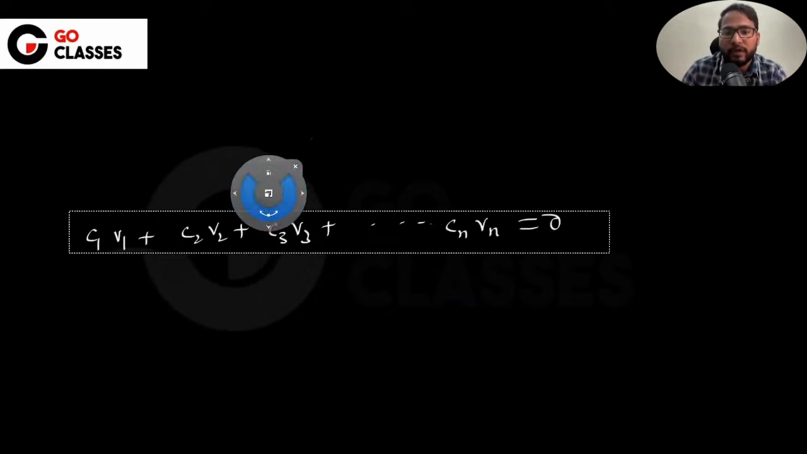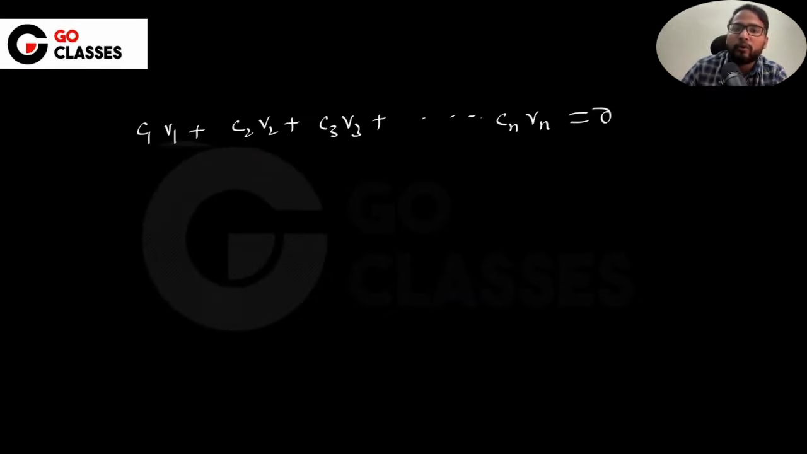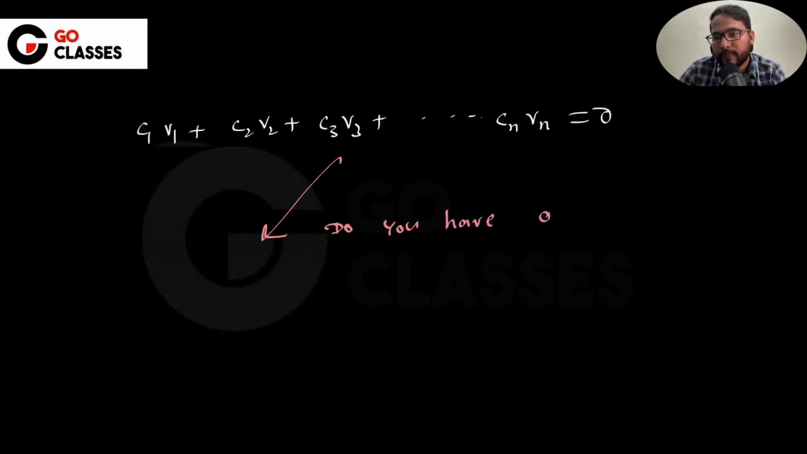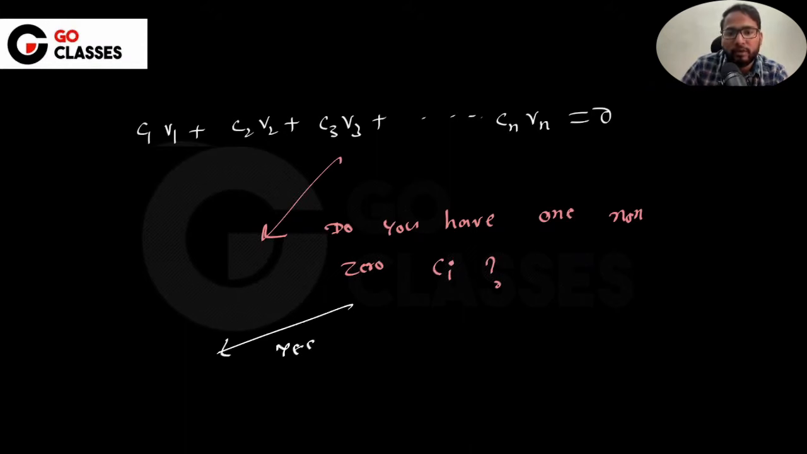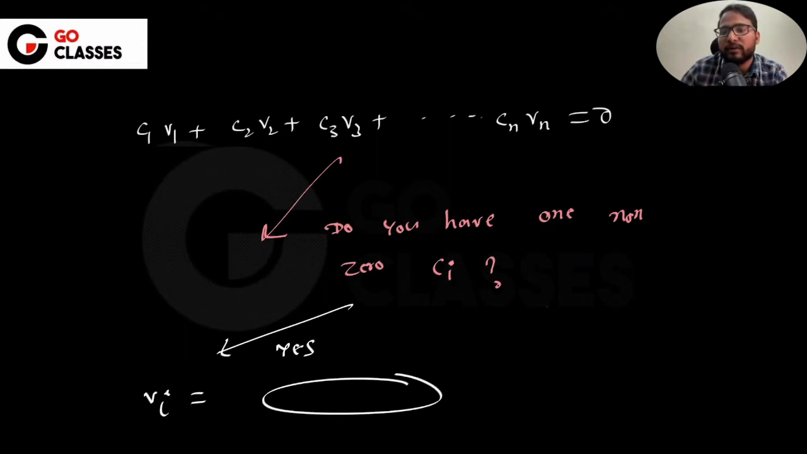See, what they are saying, let me just make it more clear. Generally, if this equation is given to you, what do you ask? You just ask one question: do you have one non-zero ci? If they say yes, you will say great, Vi can be represented as a linear combination. If they say no, it means all of the ci must be zero. Then it means linearly independent, isn't it? That's what we have studied till now.